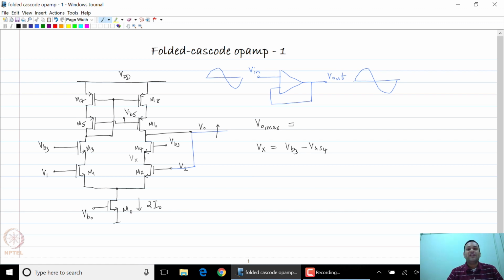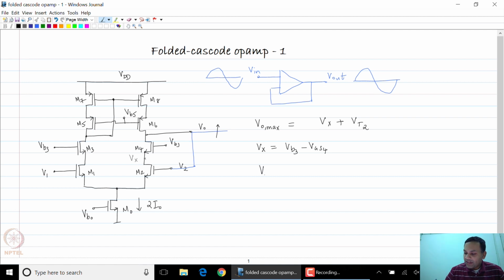Now, the maximum value of VO will occur when M2 hits the triode region, because as you can see, the gate of M2 stays almost constant at Vx. And the drain of M2 stays almost constant at Vx, but the gate keeps increasing. So eventually, this transistor M2 will reach triode when the gate becomes larger than the drain by a value of VTH2, so VT2. So that will happen at this condition.